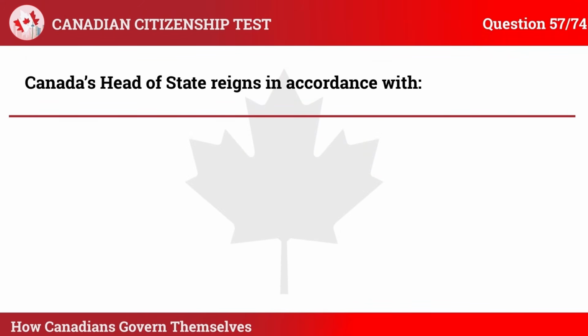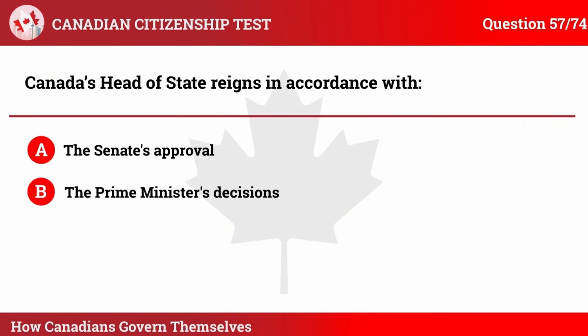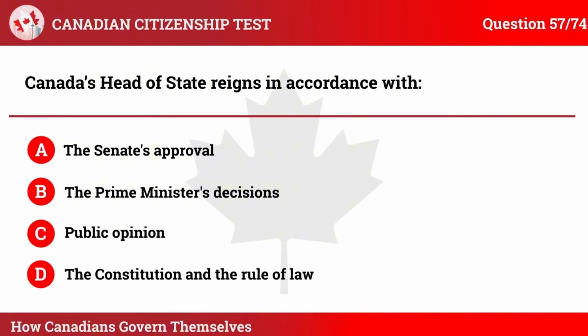Question 57. Canada's head of state reigns in accordance with A. The Senate's approval. B. The Prime Minister's decisions. C. Public opinion. D. The Constitution and the rule of law.